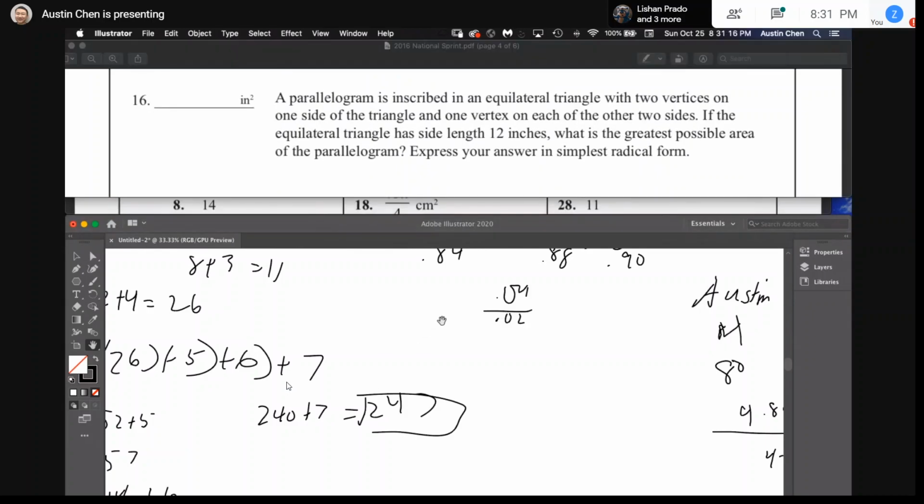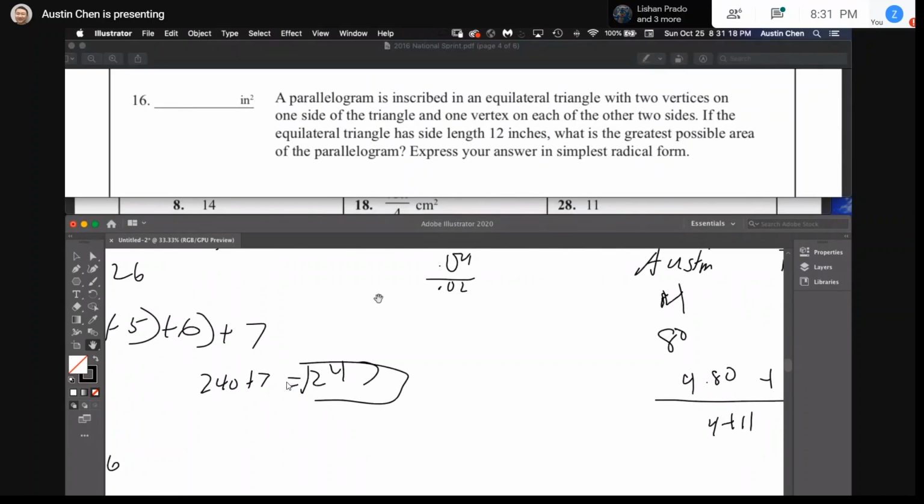A parallelogram is inscribed in an equilateral triangle with 2 vertices on one side of the triangle and 1 vertex on each of the other 2 sides. Oh, this is a spicy problem. If the equilateral triangle has side length 12 inches, what is the greatest possible area of the parallelogram? Express your answer in simplest radical form.